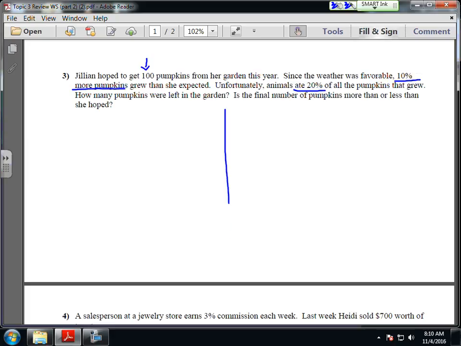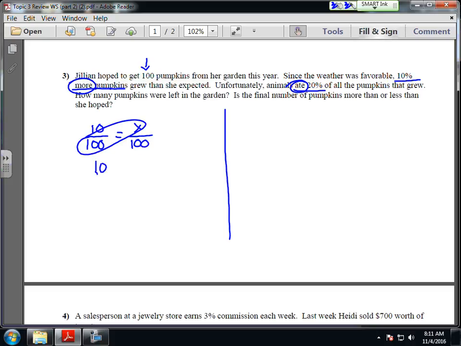All right, let's break this down. We're going to have to show a 10% increase because it says more, and then a 20% decrease because animals ate 20% of them. So we're going to start with this. We know that it's a 10% increase. What am I going to put? What's on the top and what's on the bottom? Yes, you hope to get 100. So 100 goes on the bottom, the x goes on the top. Let's go ahead and solve this.